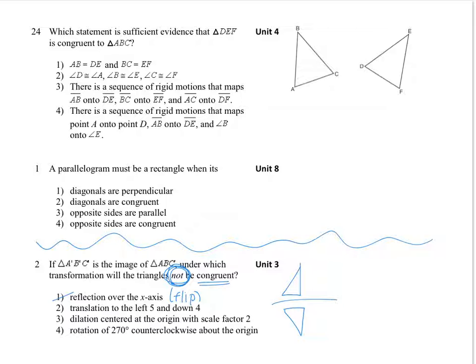Number 2 says translate it left 5 and down 4. So if I took a triangle and I moved it to the left and down, it still looks exactly the same because all I did was slide it. Number 3 says dilation centered at the origin with a scale factor of 2. So if I take a triangle and I scale it up by a factor of 2, it looks bigger because that's a shrink or grow.